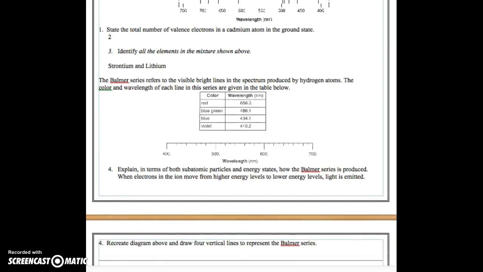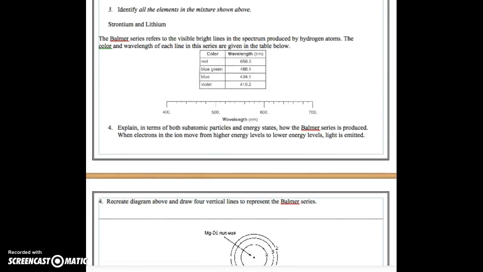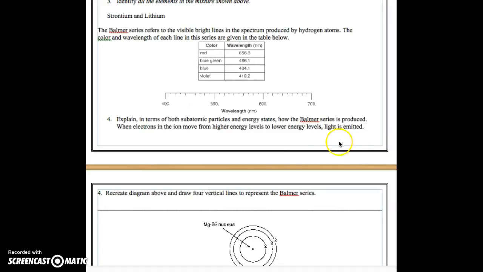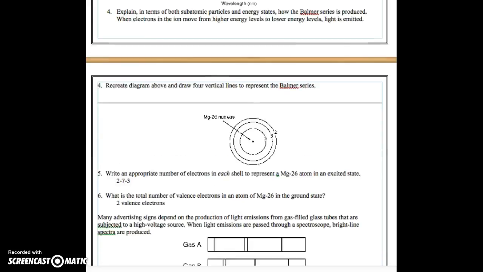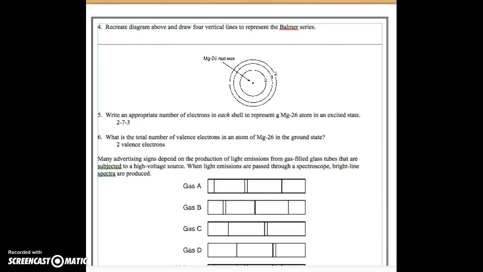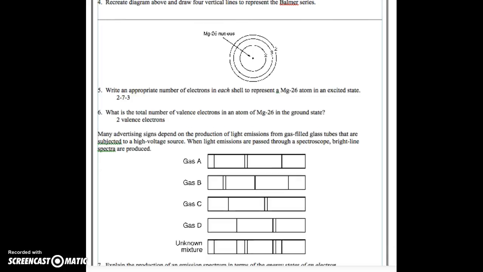Let's go down. For the Balmer series, we had to say something about the electrons going from a higher energy level to a lower energy level that light is emitted. It says explain in terms of subatomic particles. So you had to mention the word electron in your answer to get credit. You didn't have to mention anything about an ion, but all you had to say is the electron moves from an excited state to a ground state. That's mentioning the subatomic particle, the electron, and the energy states. So the electron goes from the excited state down to the ground state. It releases energy in the form of light. You didn't have to recreate the diagram in number 4.